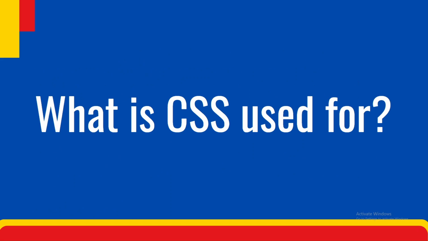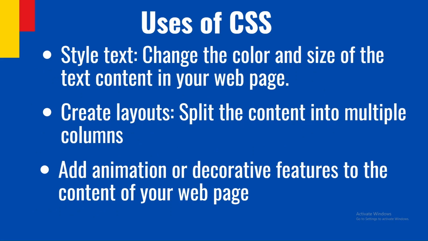So what can we use CSS for? Well, let's look at the following. You can use CSS to style text, meaning with CSS you can change the color, you can change the size of the text content that you have on your web page.